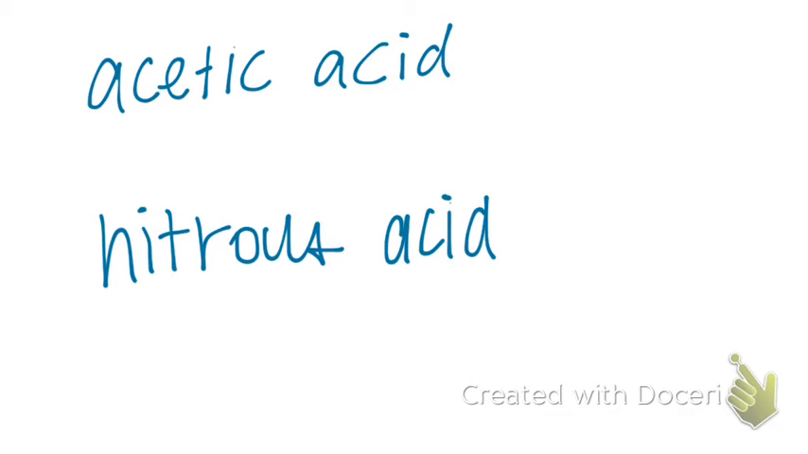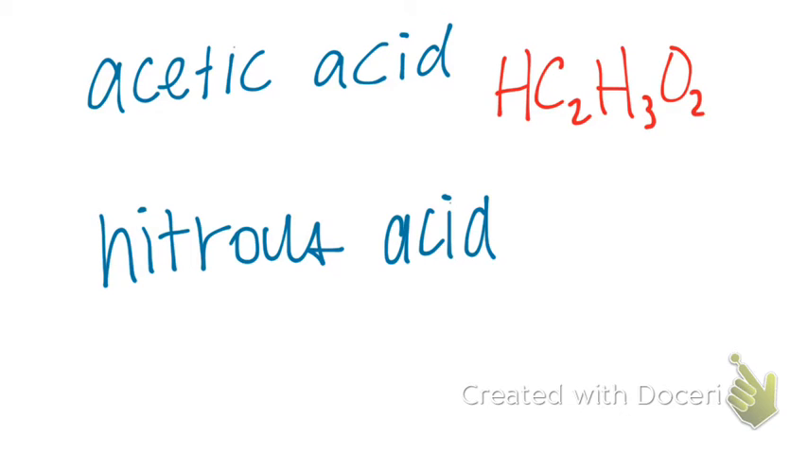Roy, what'd you have for the first one? Good. Do you see how on yours it's written differently? Acetate is sometimes written like this: CH3COO minus. It's still the same. That's 2 carbons, 3 hydrogens, 2 oxygens. Right? It's the same thing.